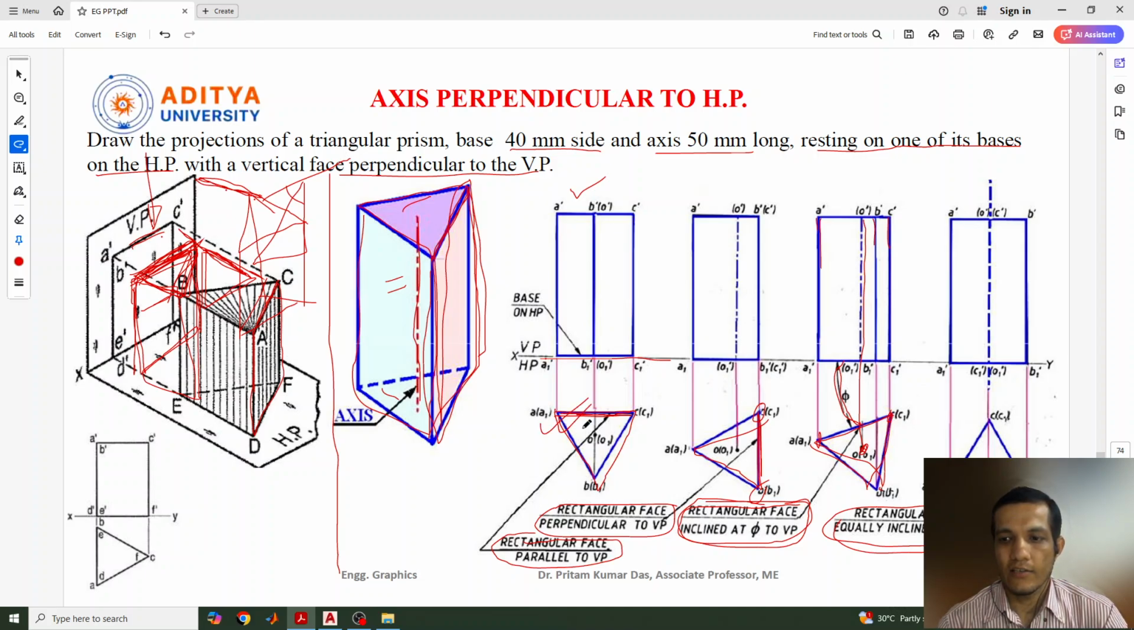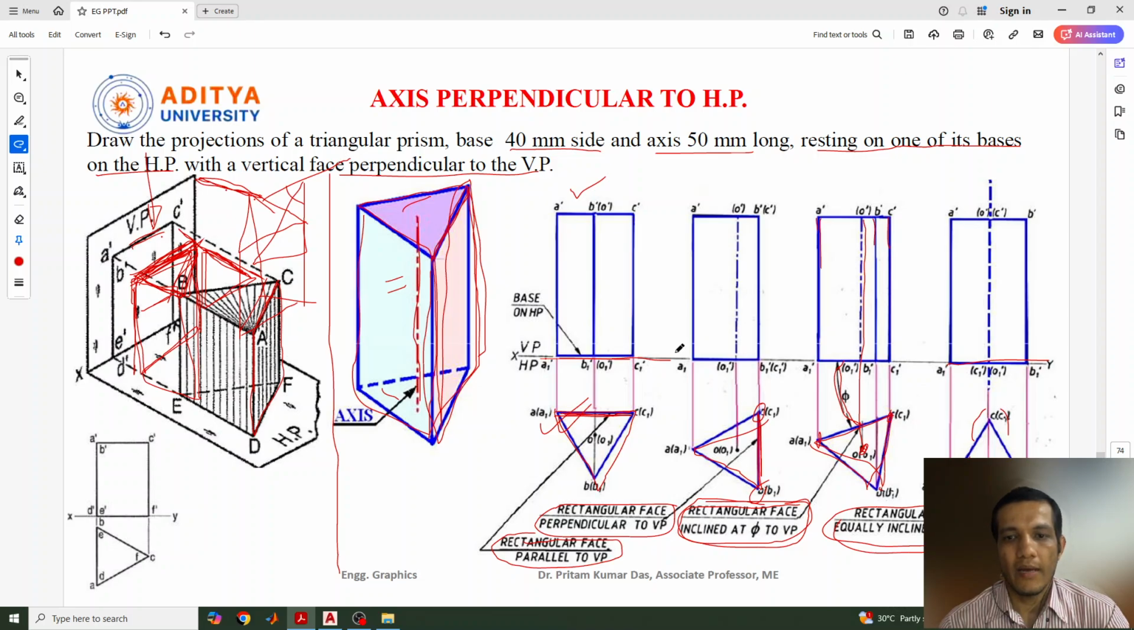Okay, in this case also a similar thing is there, but here one side is parallel to this one, and here also the same base is parallel to this one, and both angles will be equal. Or you can say equally inclined to the vertical plane. And here the position will be just opposite to this one. That's it.